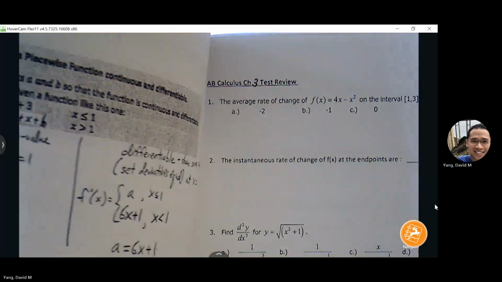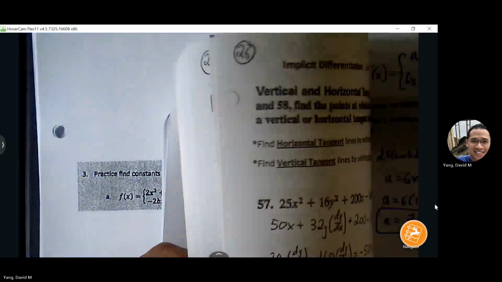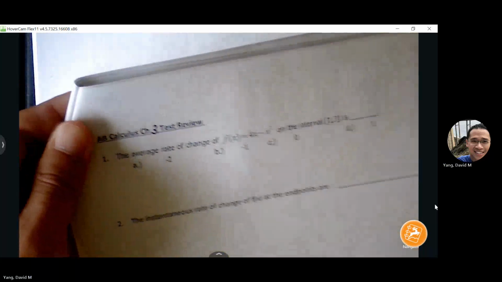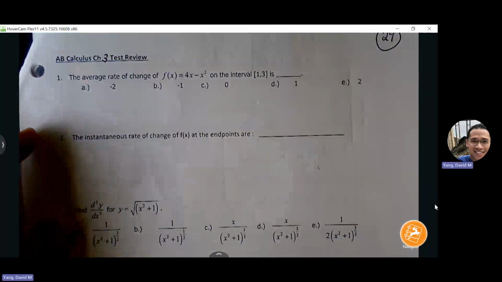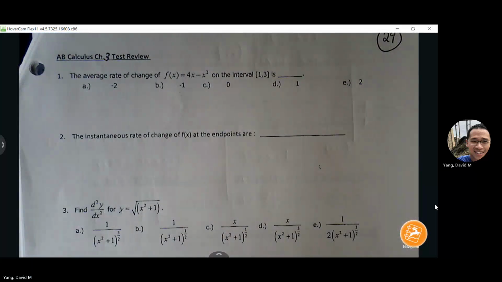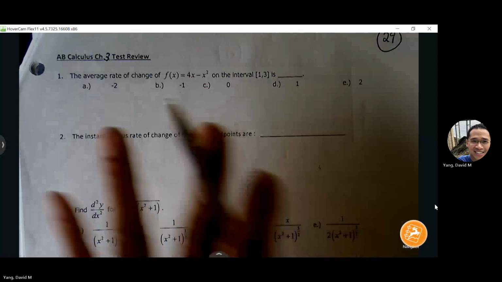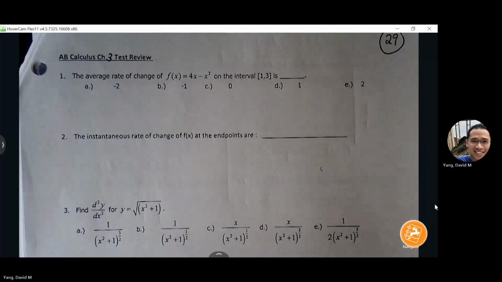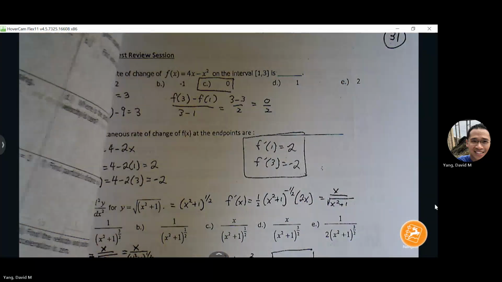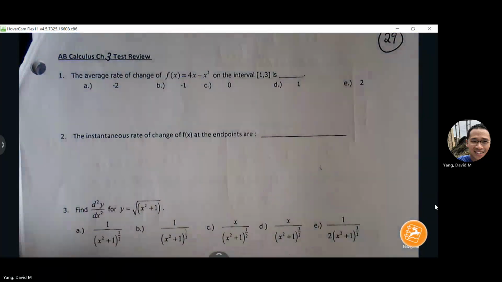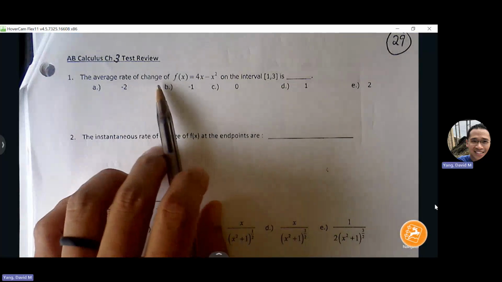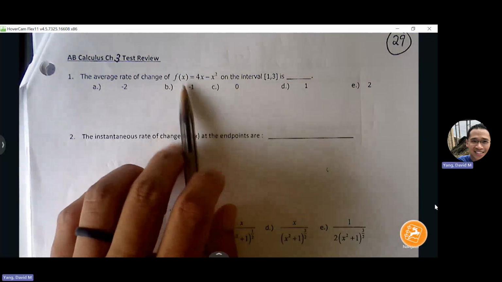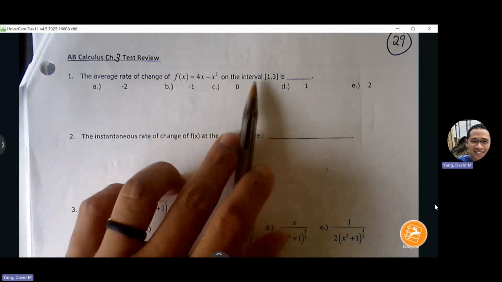All right. So this is test review, page 29 here. Okay, it says find the average rate of change. Average rate of change on the interval from 1 to 3.